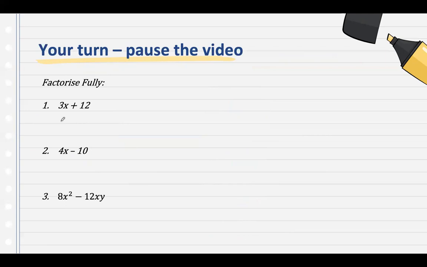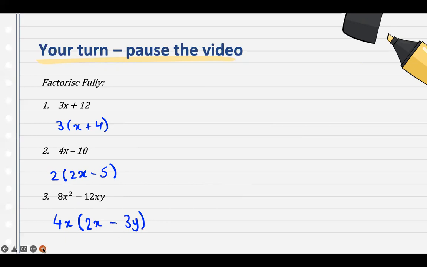All right, so here what we're going to do is take out the highest common factor, which is going to be the 3. And in the brackets, we'll just have x plus 4. Here, the highest common factor is just going to be 2. And we're going to take out the 2 and get 2x minus 5. And in this last one, the highest common factor is 4x. And so we can take out that. And inside the brackets, we'll get 2x in here, the minus stays, and then the 3y. So that is how you'd go about factorizing these.